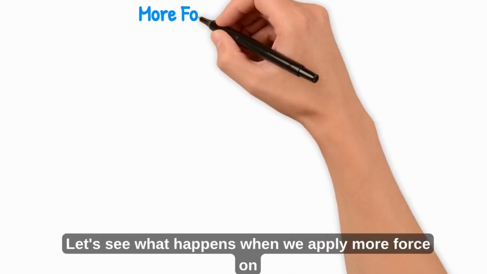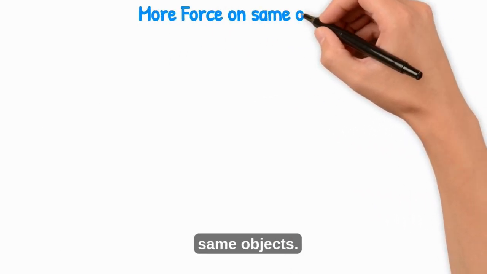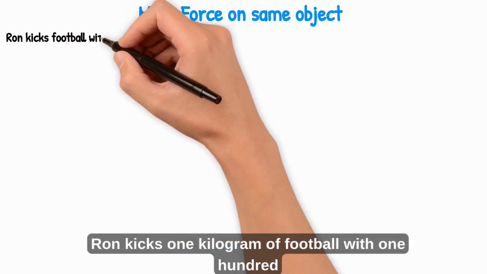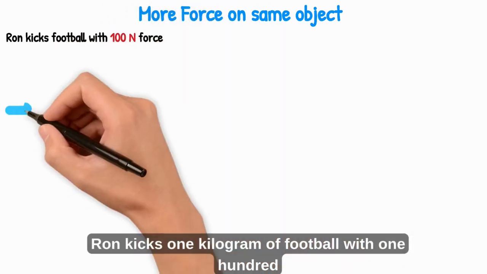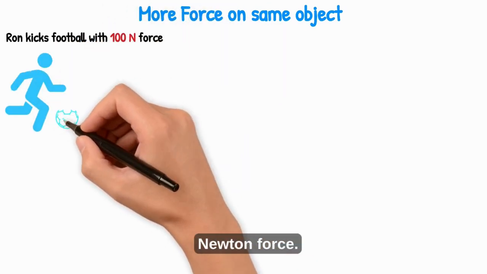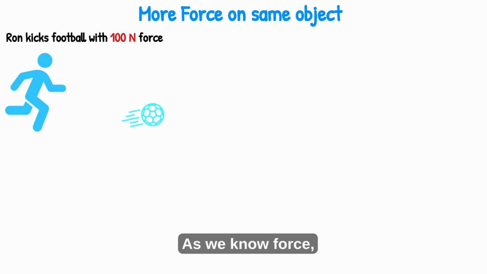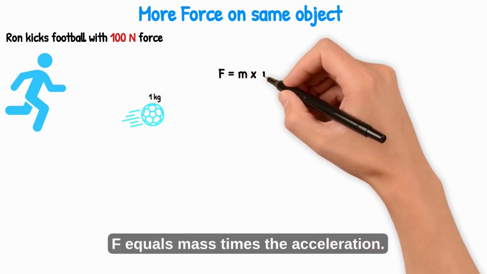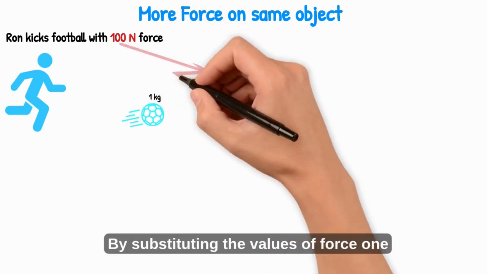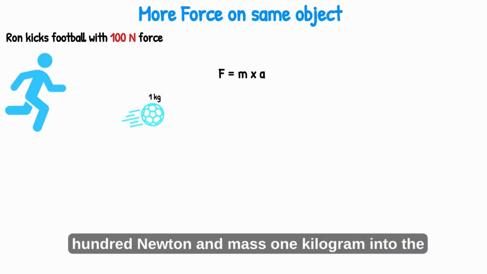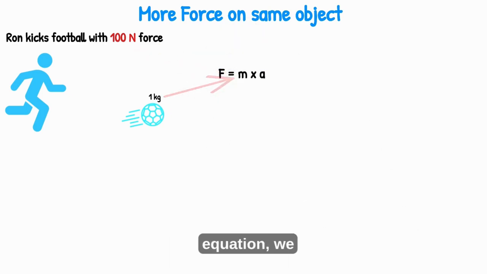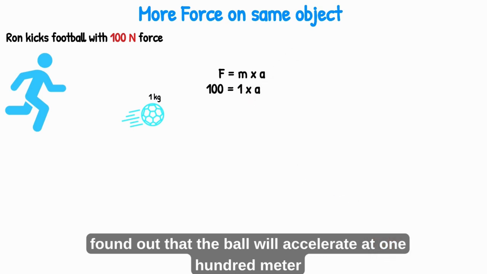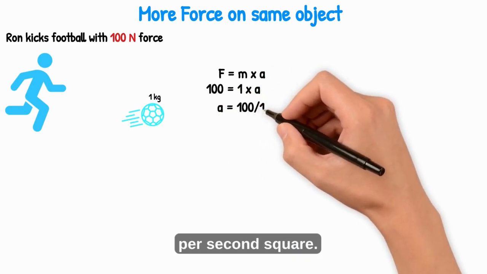Let's see what happens when we apply more force on the same objects. In the first case, Ron kicks a 1 kilogram football with 100 Newton force. As we know, force F equals mass times the acceleration. By substituting the values of force, 100 Newton, and mass, 1 kilogram, into the equation, we found out that the ball will accelerate at 100 meters per second square.